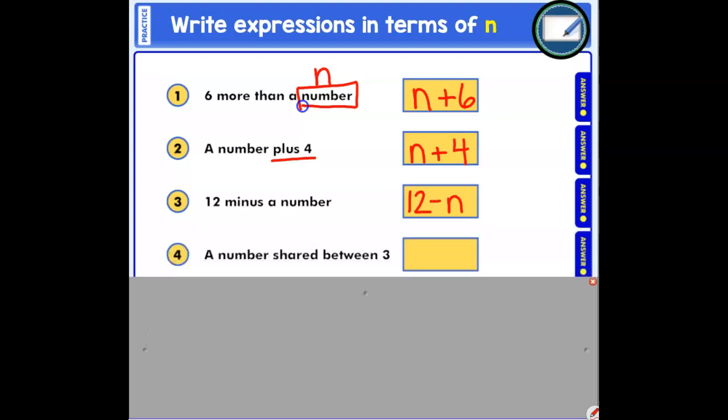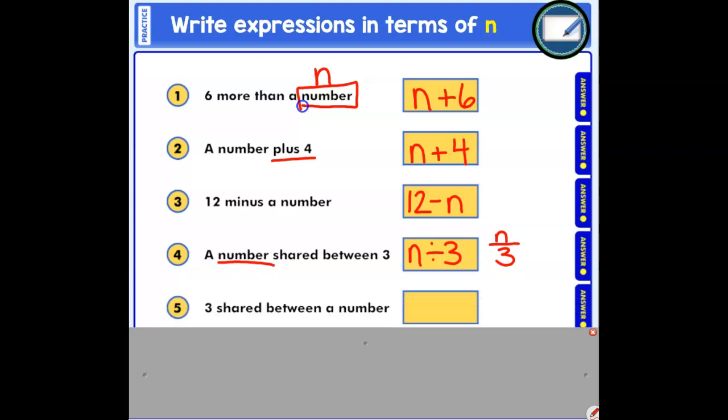A number shared between 3. If I'm sharing my cookies or my money, I'm dividing, but it says a number is shared, so I have to start with my number divided by 3. Or it could be n over 3. Both of those say the same thing, they're just two different ways to write it.